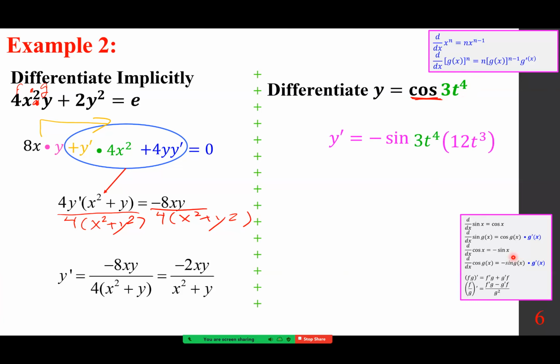Or if you look at this one, the derivative of cosine of g(x) is minus sine of g(x) times g prime of x. This is what it is, and we're going to put that in front. The final answer is negative 12t cubed sine of 3t to the power of 4.